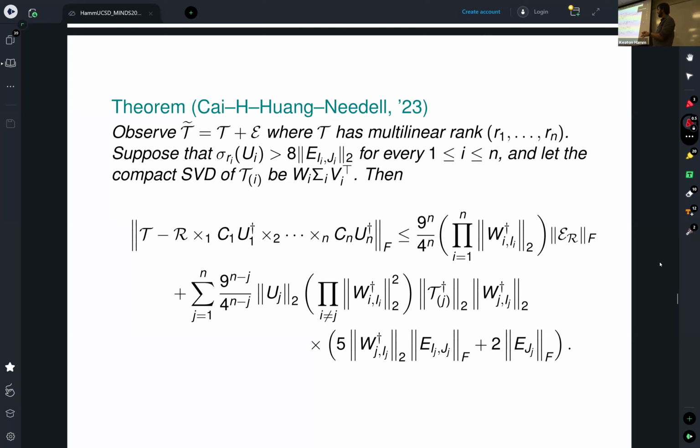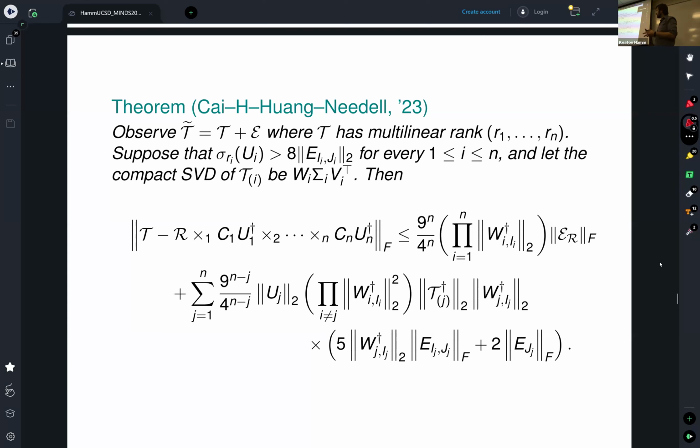Under that condition, what essentially governs my error, and really all I want you to take away from this slide, is that I have some norms of the noise tensor restricted to some indices. Here I have one piece that's just the noise tensor on that small rectangular piece. Here I have some slices of the noise tensor.